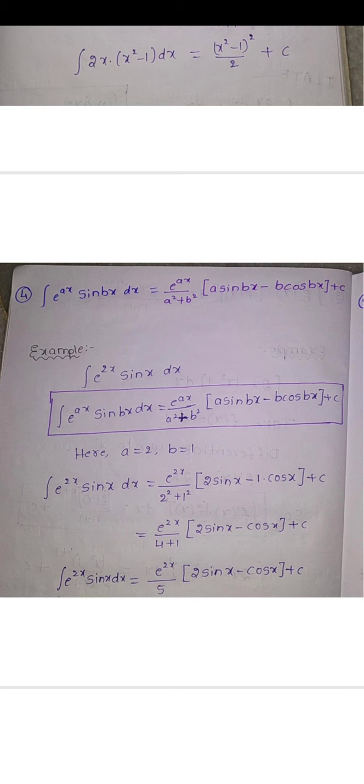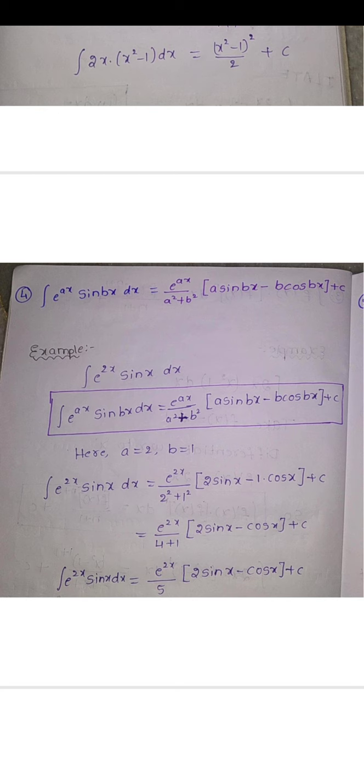Integral e power ax sin bx dx is equal to e power ax by a square plus b square into a sin bx minus b cos bx plus c. See one example. Integral e power 2x sin x dx. What is the formula? Integral e power ax sin bx dx is equal to e power ax by a square plus b square into a sin bx minus b cos bx plus c. Here what is a here?